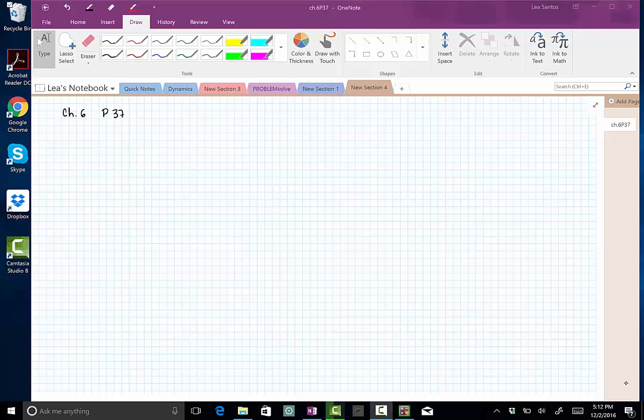Okay, so this is problem 37 from chapter 6 of Giancoli 6th edition. This is not a difficult problem, but sometimes students forget little details about it. So let's solve it together.